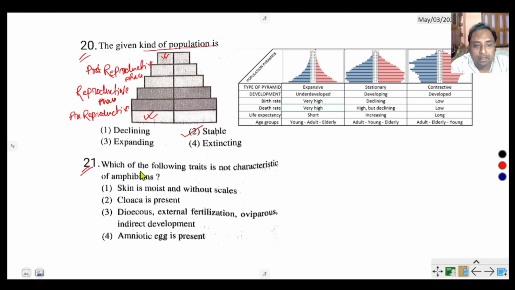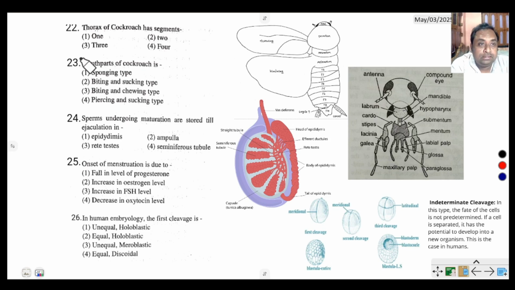21 number question says, which of the following traits is not a characteristic of amphibians? Skin is moist and without scales, cloaca present, dioecious, external fertilization, oviparous, indirect development, amniotic egg is present. The amniotic egg is found only in terrestrial animals. The next question, 22 number: thorax of cockroach has 3 segments: prothorax, mesothorax and metathorax.